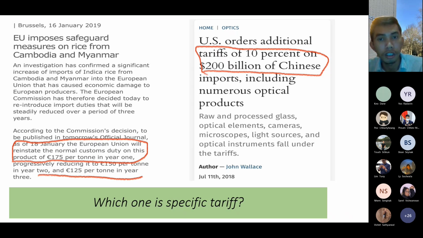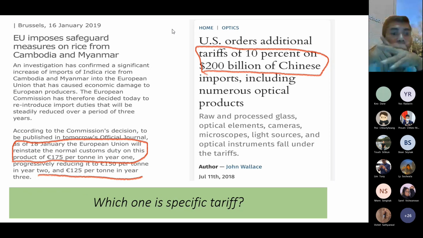So we can move on to the second example. The U.S. ordered an additional tariff of 10% on 200 billion of Chinese imports, including numerous optical products. So that is example number 1, example number 2. Which one is the specific tariff as a form of non-AV? Read carefully. Which one is it? Based on what form of physical quantity?